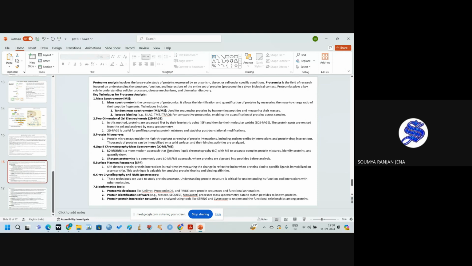And this MSMS is also a modern approach. First we have to separate the proteins according to liquid chromatography techniques, then we will separate them with this mass spectroscopy approach. And this surface plasmon resonance, SPR, detects protein-protein interaction in real time. Previously we also discussed DNA-protein interaction or protein-protein interaction in real time by measuring the change in refractive index when protein binds to a specific ligand immobilized on a sensor chip. This technique is valuable for studying protein kinetics or binding ability.